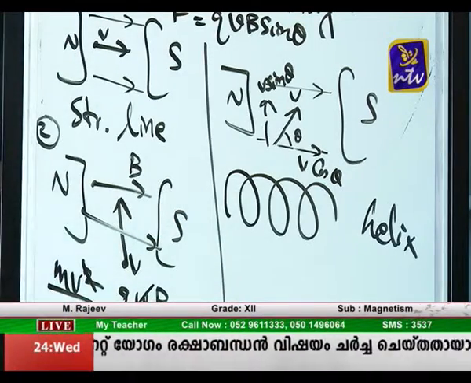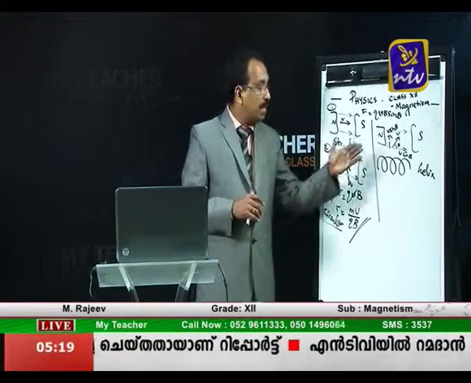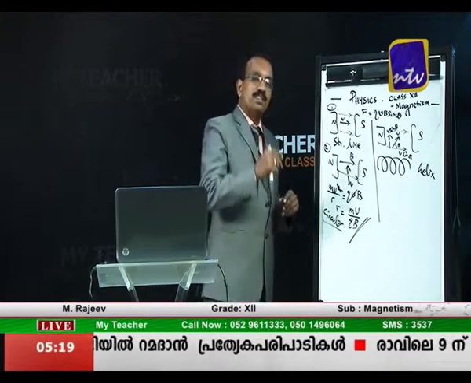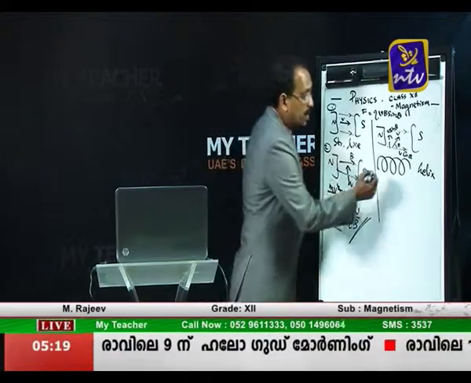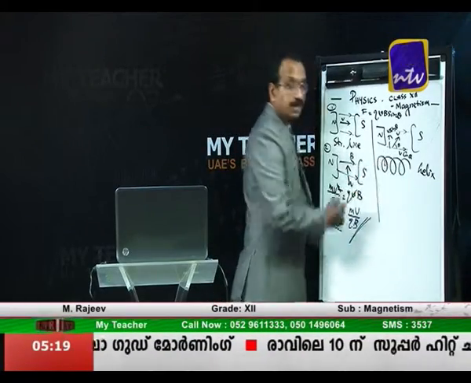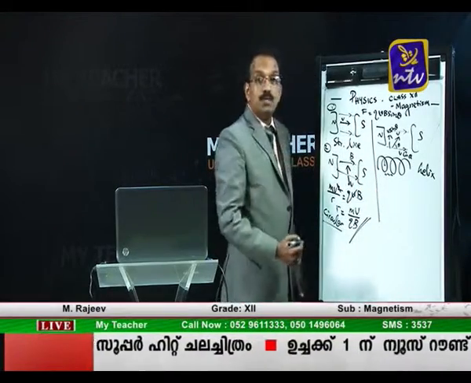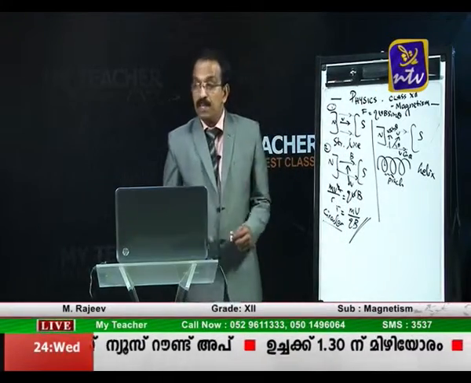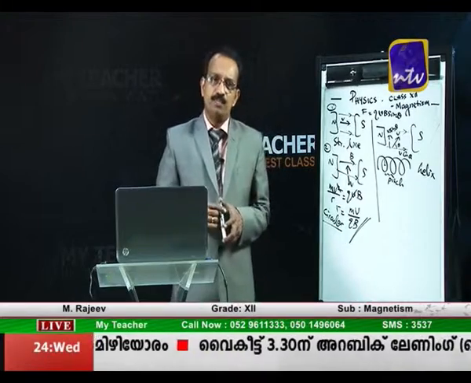But how do we measure a helix? Radius we used for measuring a circular path, but for a helix, what's the way to measure? We measure a helix by two quantities. One is the radius, this one, and one more quantity associated with the helix is what you call the pitch of the helix. Pitch and radius. How do you measure pitch and how do you measure radius?